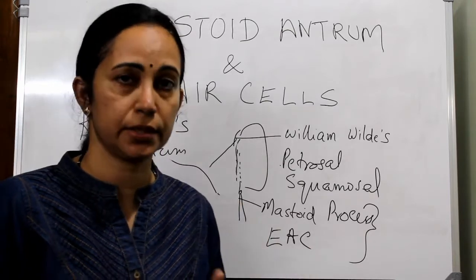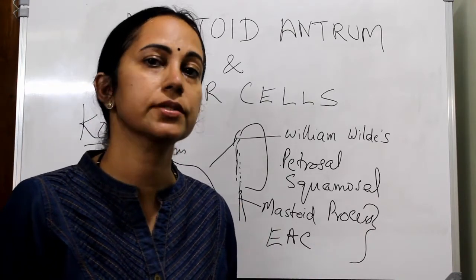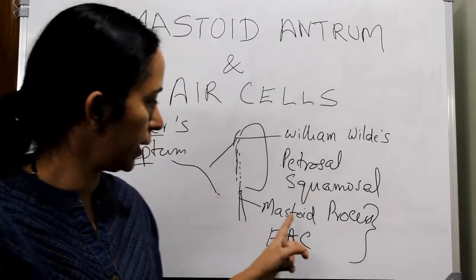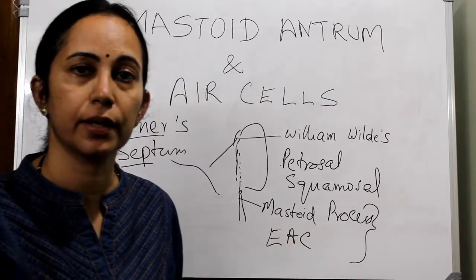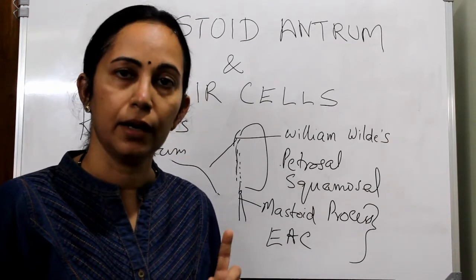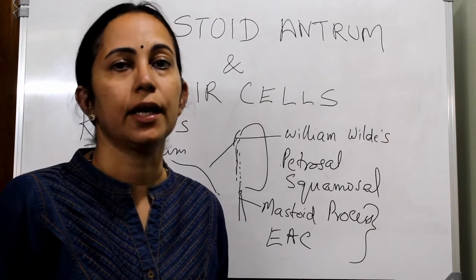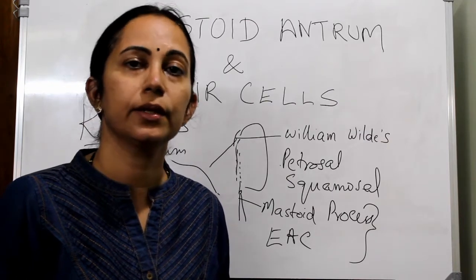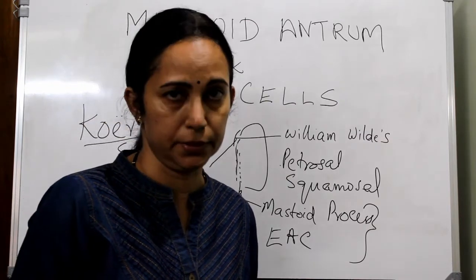So this can be asked as MCQs. All structures of the ear are fully formed at birth except the mastoid process and external auditory canal, and three structures are of adult size at birth. They are the middle ear, inner ear and the ossicles. So the middle ear, inner ear and ossicles are of adult size at birth.